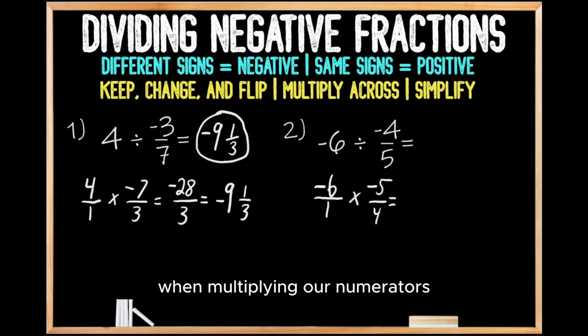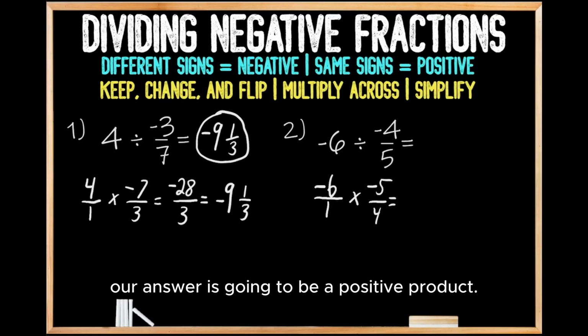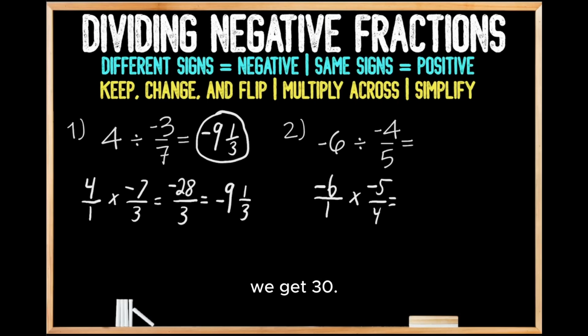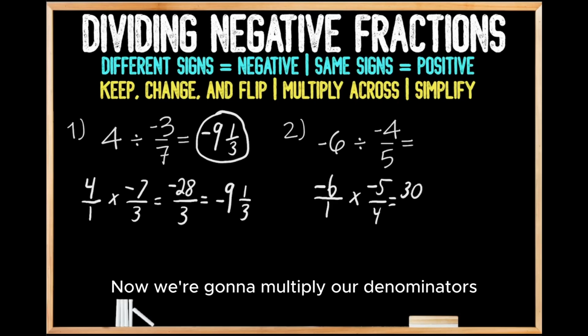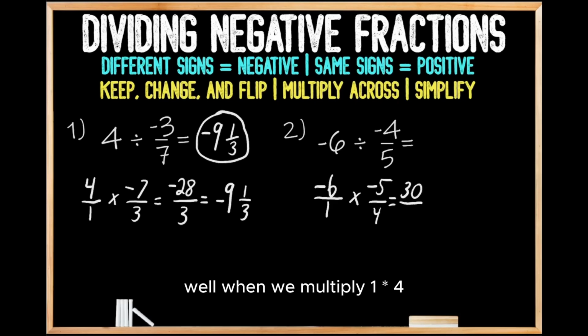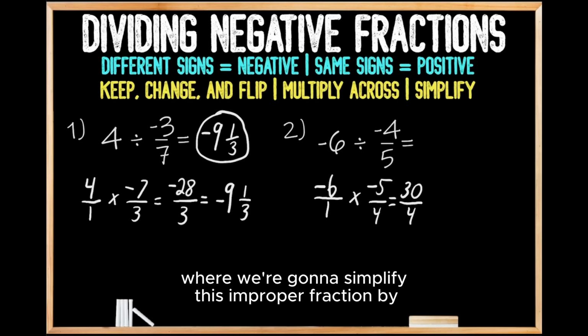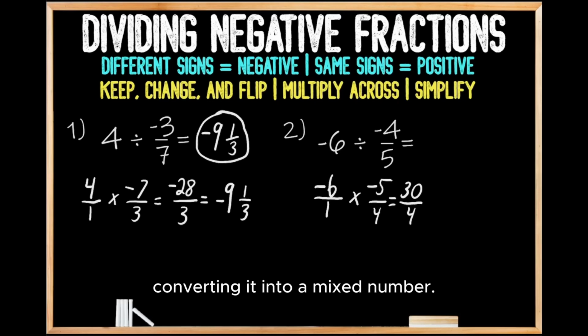And now we're ready to start multiplying across. But this time when multiplying our numerators, we can see that we have two negatives. And since we have two of the same signs, our answer is going to be a positive product. So when we multiply negative 6 times negative 5, we get 30. Now we're going to multiply our denominators. Well, when we multiply 1 times 4, we get 4 for the improper fraction of 30/4. Now we're going to move on to the last step where we're going to simplify this improper fraction by converting it into a mixed number.